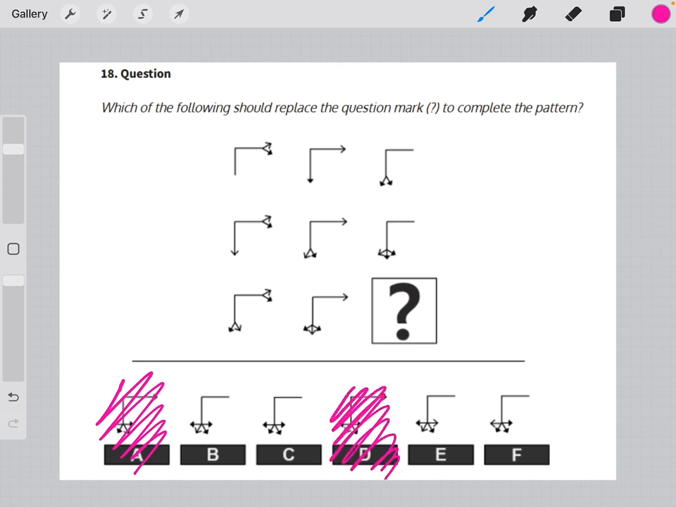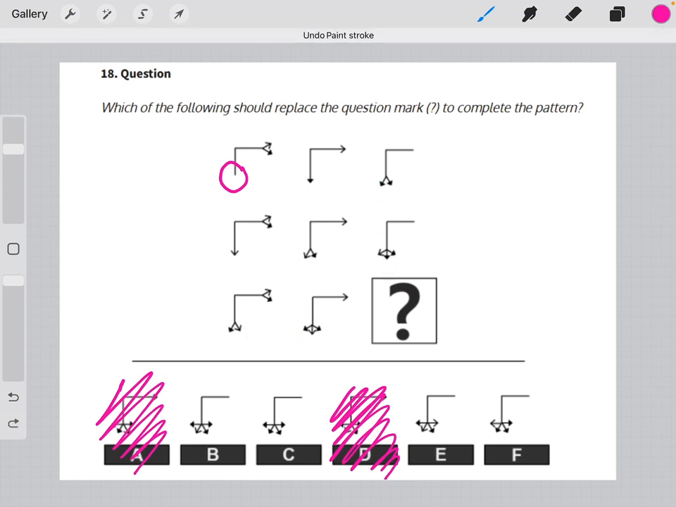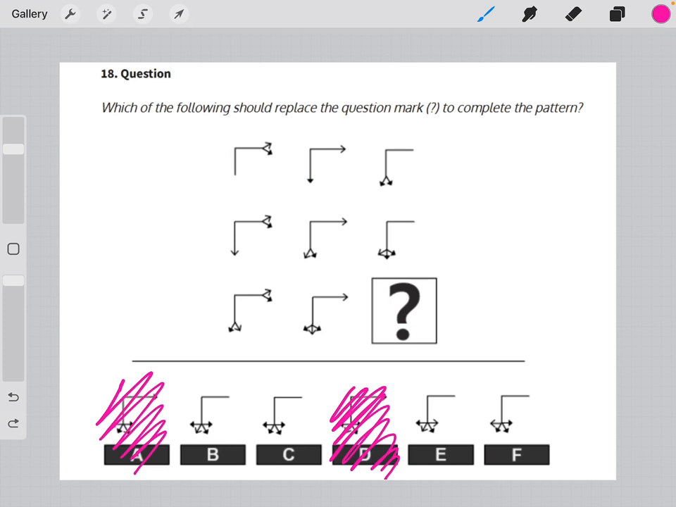Now let's look at the bottom half of each element. Looking from top to bottom in each column, we can see that we are adding one arrow as we move from top to bottom in each row. And that arrow is always being added to the left, and that's very important to notice.